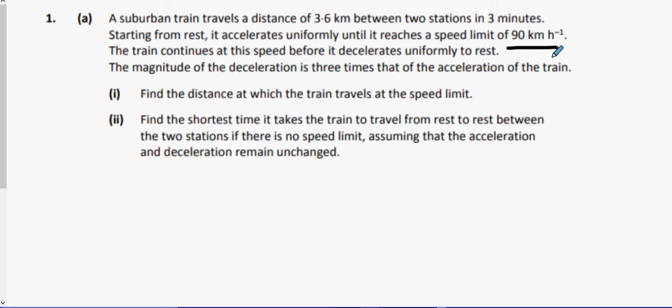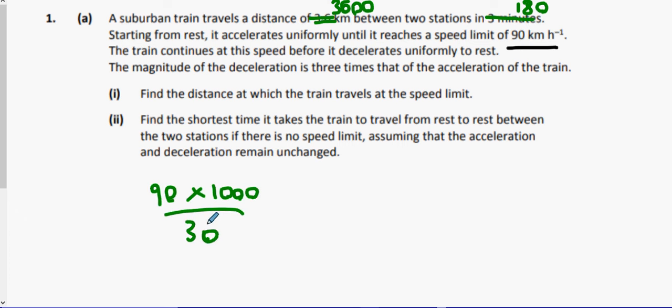Okay, so I suppose we're going to change these to meters and seconds for the whole thing. So 3.6 kilometers is 3,600 meters. 3 minutes is 180 seconds. 90 kilometers an hour is 90 multiplied by 1,000 divided by 3,600, which gets us 25 meters per second.